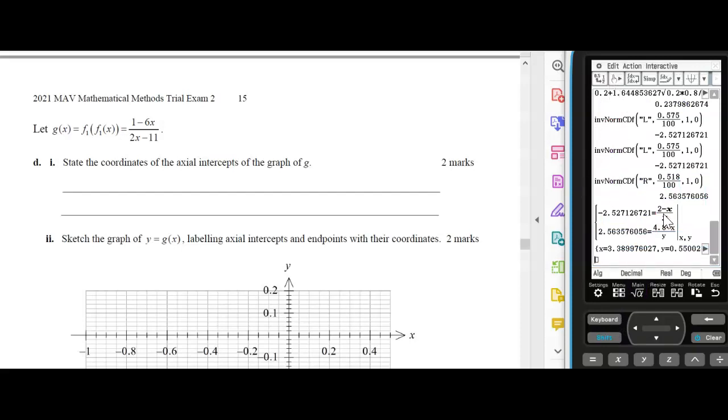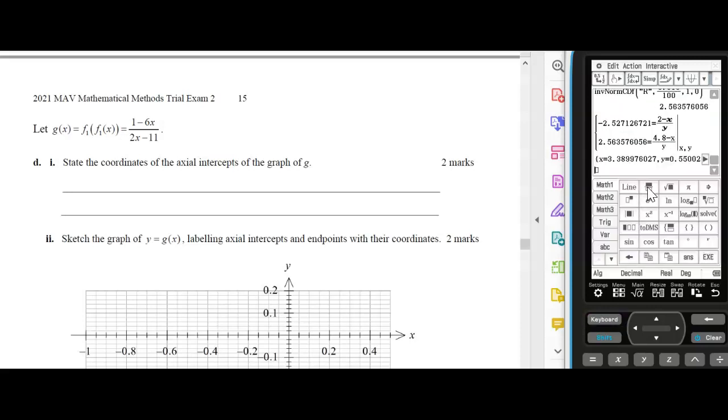All right, so let's do the y-intercept first. So when x equals 0, we get the y-intercept. Okay, so (1 minus 6x), so it's just going to be 1 over negative 11.